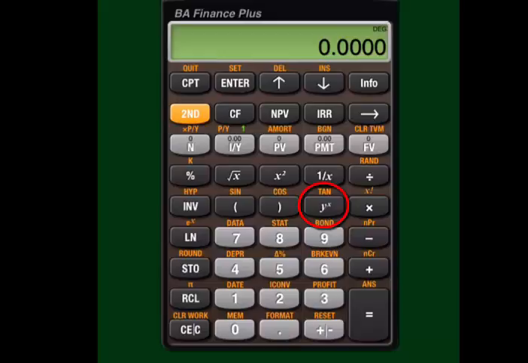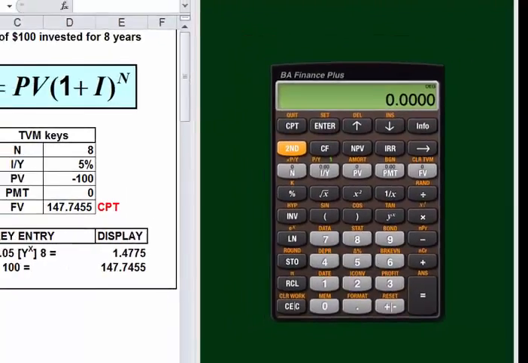The Y to the X key above the 9 allows you to raise a number to a power, raising the value Y to the power of X. Again, we'll use this in the examples. Finally, the key directly above the Y to the X, 1 over X. This is the inversion key. This inverts a value, so 1 over 100 becomes 100 divided by 1. Most standard calculators have all of these keys.